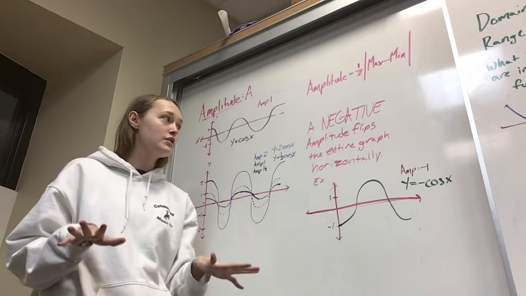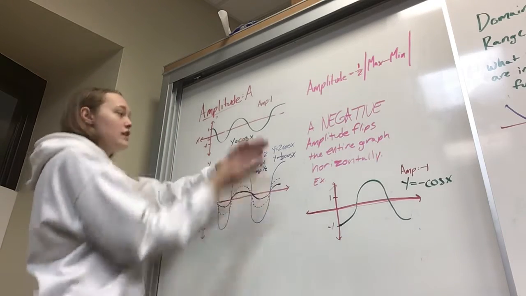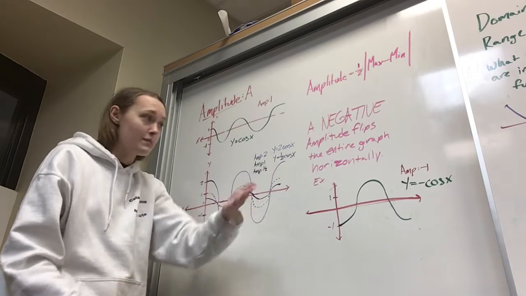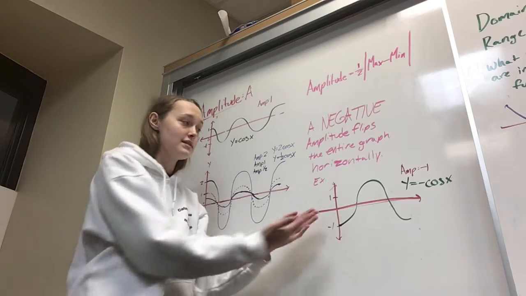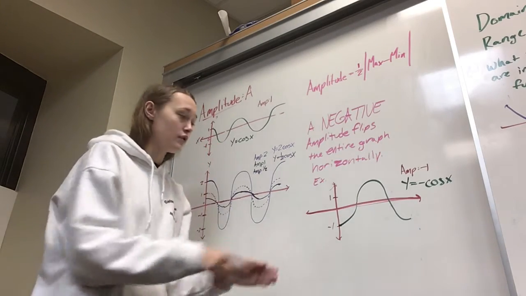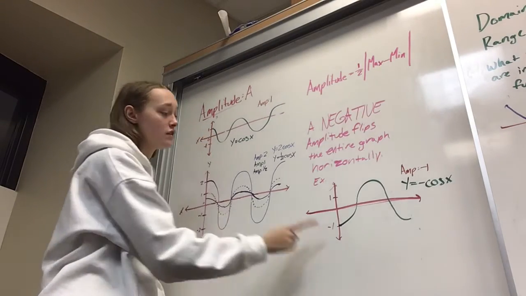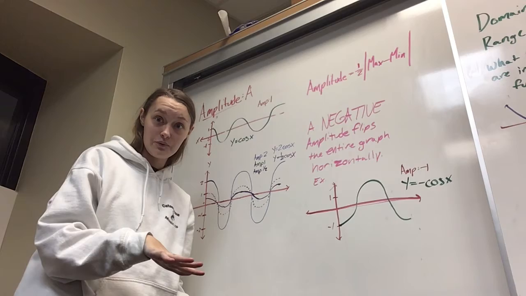A negative amplitude also flips the entire graph over. So imagine these, and then you just flip them over like a normal piece of paper. So here we have y equals negative cosine x. It's the exact same as the normal cosine x graph, but it is flipped over. So instead of starting at 1, it starts at -1. And it's the exact same graph, it's just upside down.